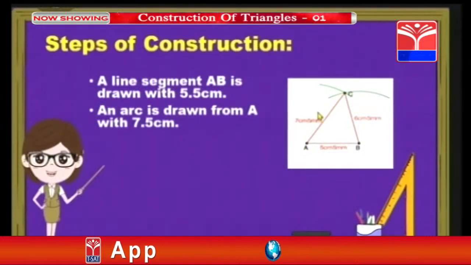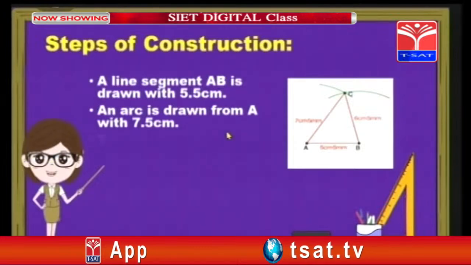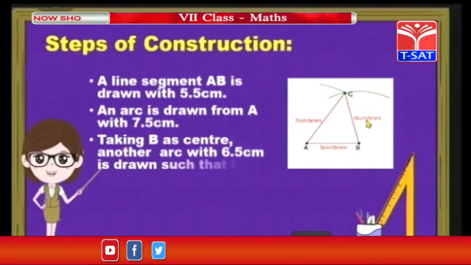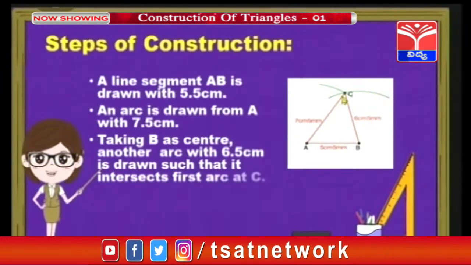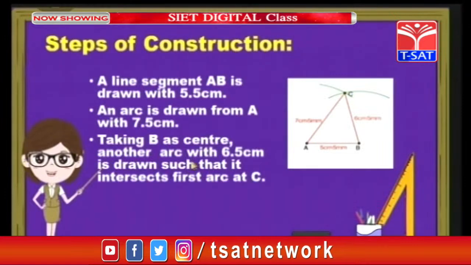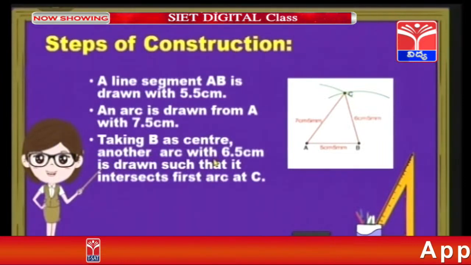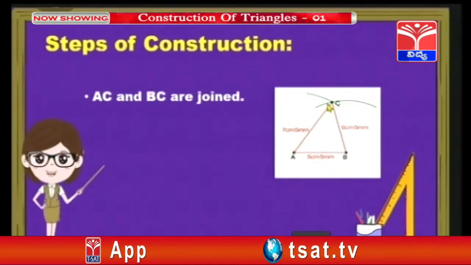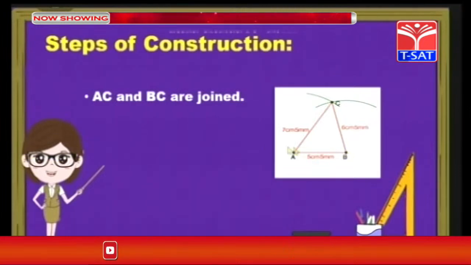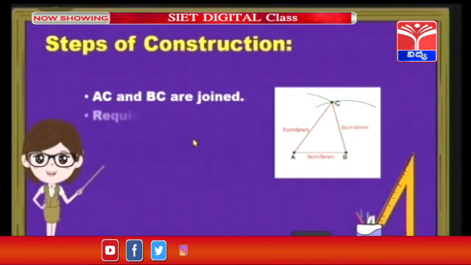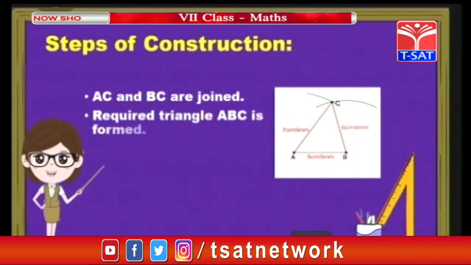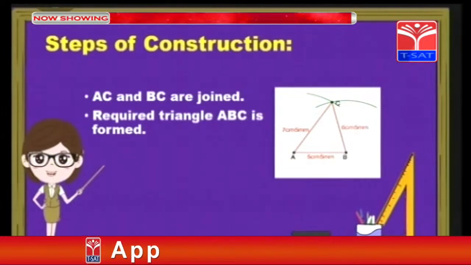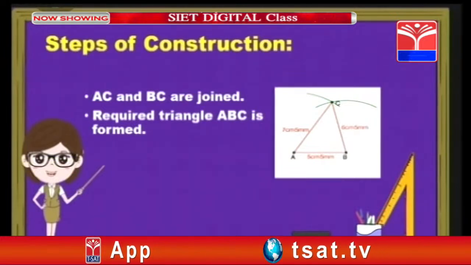An arc is drawn here with 7.5 centimeters. And from B, another arc is drawn with 6.5 centimeters. So let us take that intersecting point as C. Next, what have we done? We have joined AC and BC with the help of a scale. We got our required triangle ABC. This is how we construct a triangle when three sides are given.